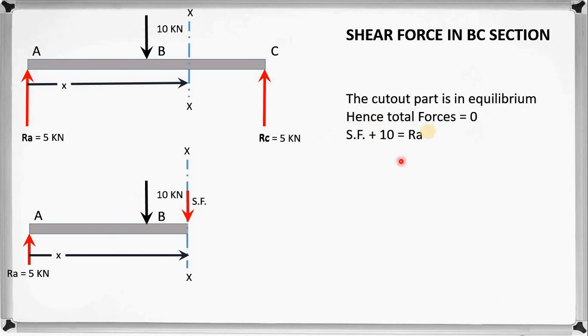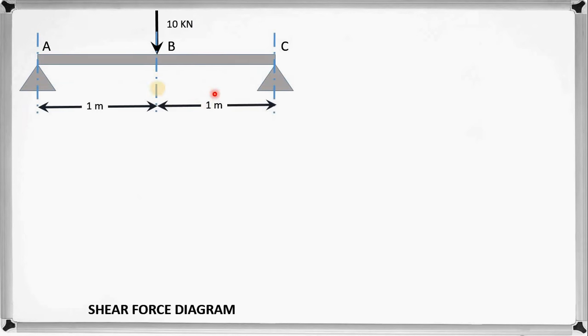Net force on this part is 0, so shear force plus 10 equals Ra, that gives shear force equal to minus 5 kN. Again this shear force is also independent of the distance x, so shear force in the BC section is constant. Now we will draw the shear force along the beam length, and the diagram which we will get is known as the shear force diagram.